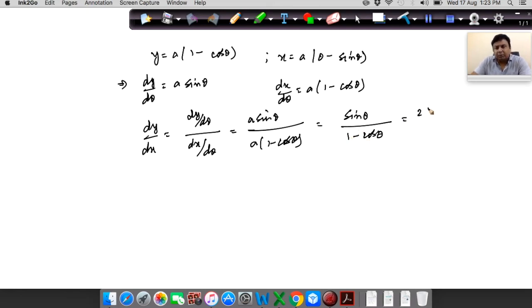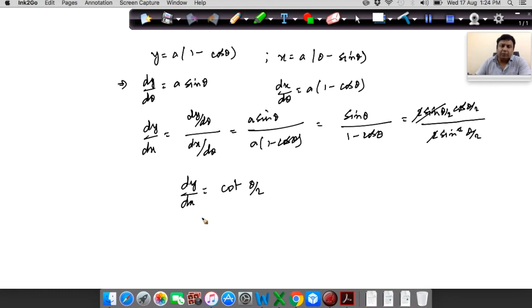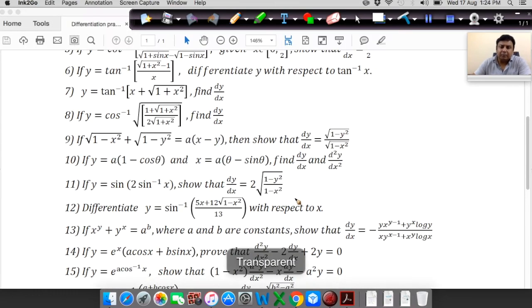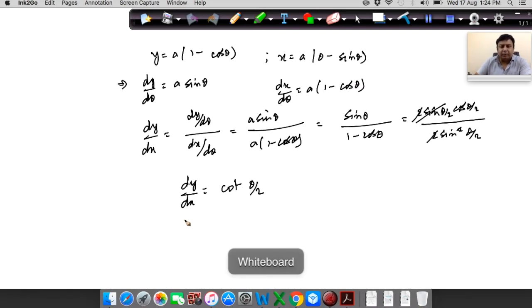Sin theta is 2 sin theta by 2 cos theta by 2, and 2 sine square theta by 2 is 1 minus cos theta. I think you can understand now. 2 and 2 cancel and one of the sines also cancels. What do you get? You get dy by dx as cos by sine, cot theta by 2. So now this is your first part done. The first part of the sum, find dy by dx and second derivative as well, d2y by dx2.